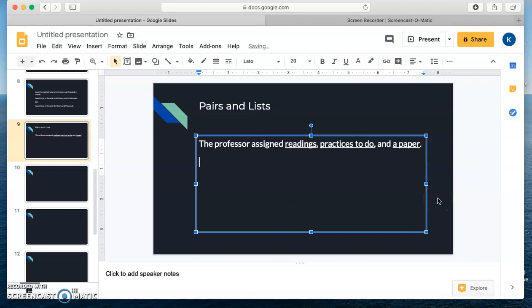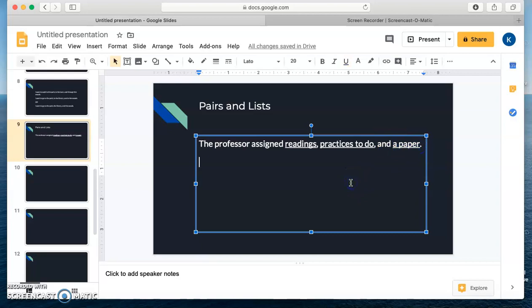Now, let's discuss what this looks like. Let's discuss the sentence and break it down. The professor assigned. Alright, probably going to be our stem. We might even want to start with the professor because we don't necessarily know what it is that we're making parallel. So we're not quite sure about assigned, but once we read readings, practices to do, and a paper, then we can safely assume that the assigned is going to be part of our stem right here, so we're good to go. Readings. Alright. Practices to do. Okay. And a paper.